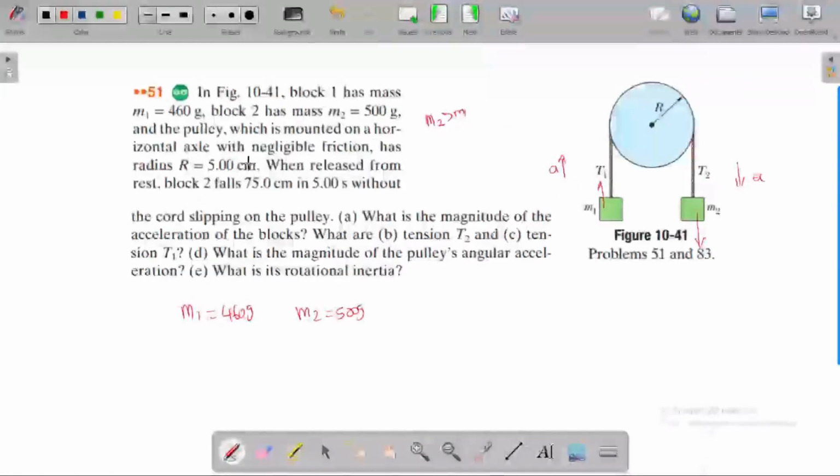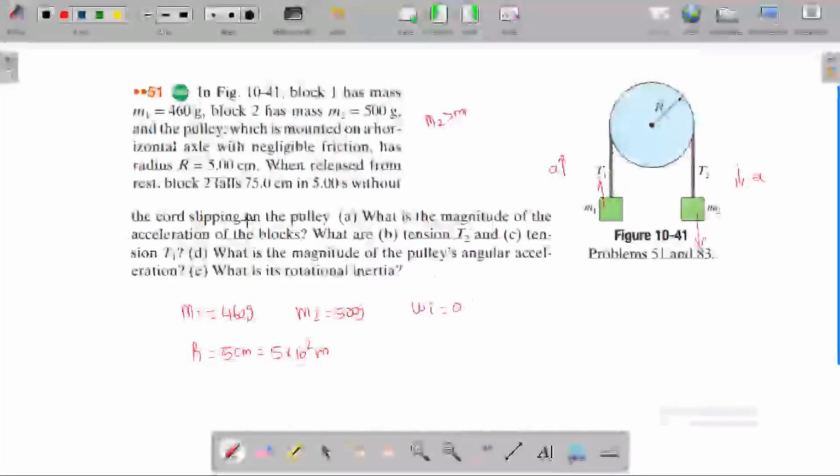The pulley is mounted on a horizontal axis with negligible friction. The pulley radius is 5 cm, which converted into meters is 5 × 10^-2 m. When released from rest, the initial angular velocity is 0.